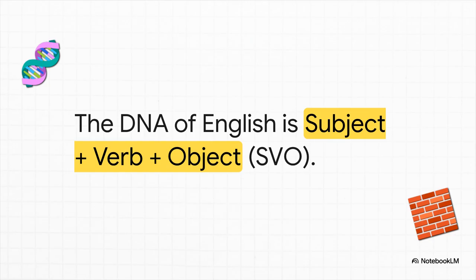And here it is, the master plan, the secret blueprint. Subject, verb, object, or SVO for short. It's so simple. Someone or something, that's your subject, does an action, that's the verb, to something else, that's the object. This little sequence, it's basically the DNA of the English language.